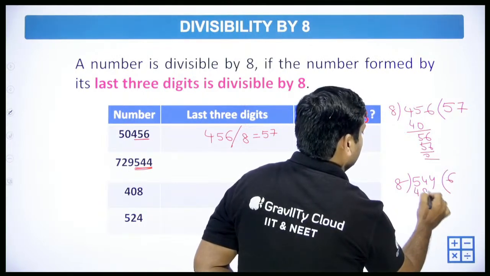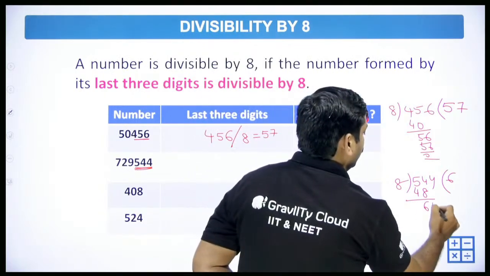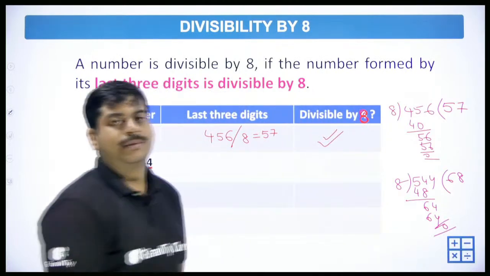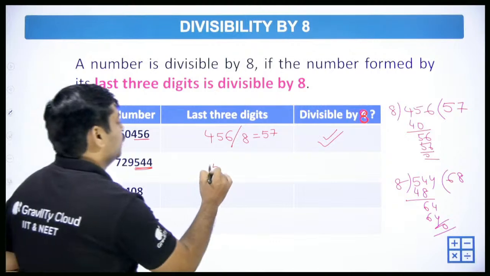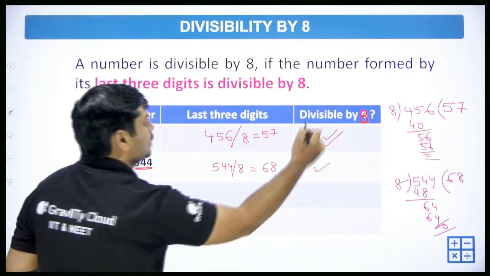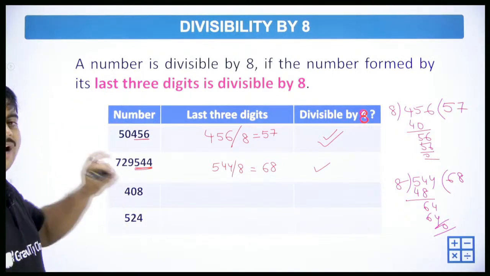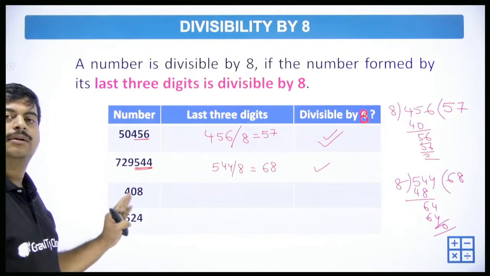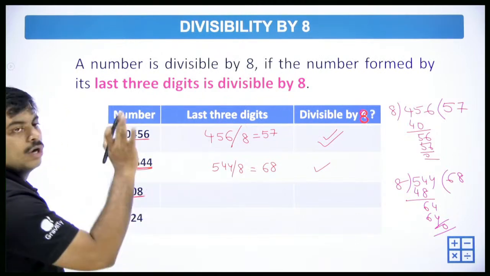Then 186: 1 plus 8 plus 6 is 15, not divisible by 9. And 369: 3 plus 6 is 9, plus 9 is 18, and 18 is divisible by 9. Just check with normal division for these three numbers: 408 as well as 424.